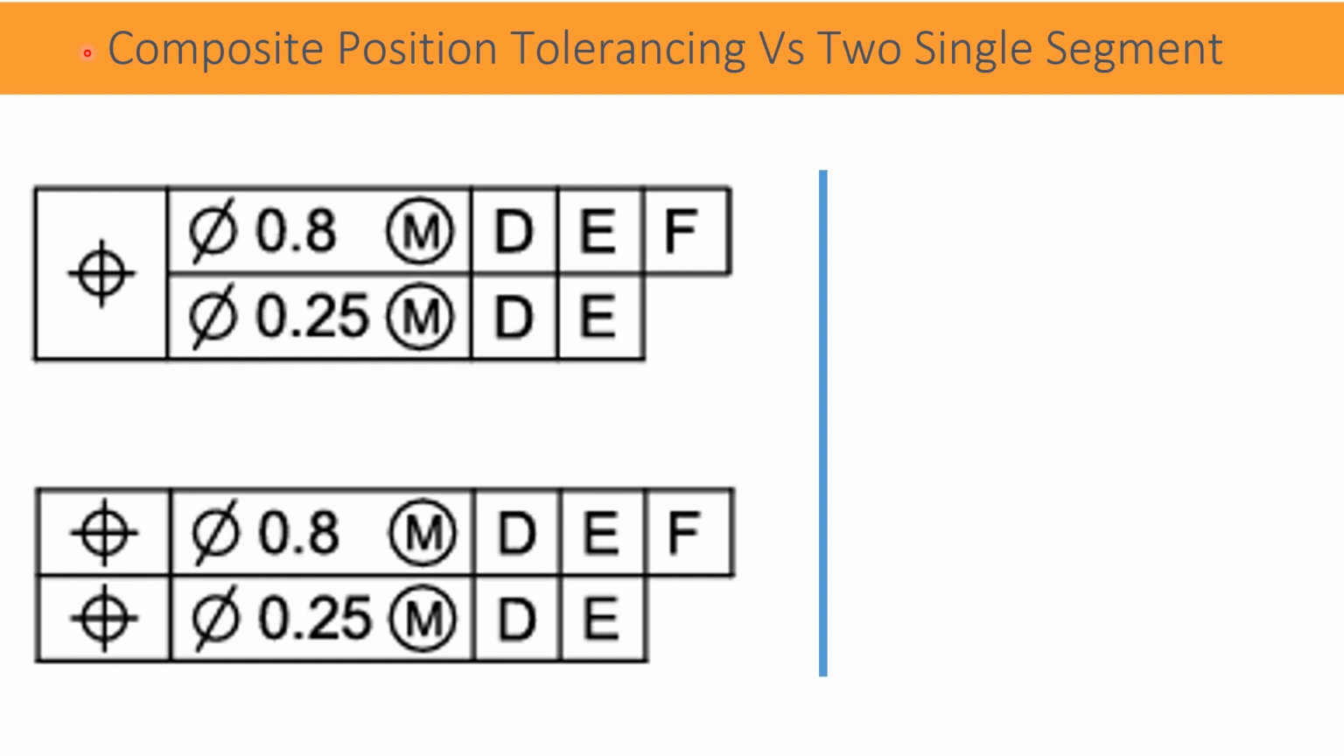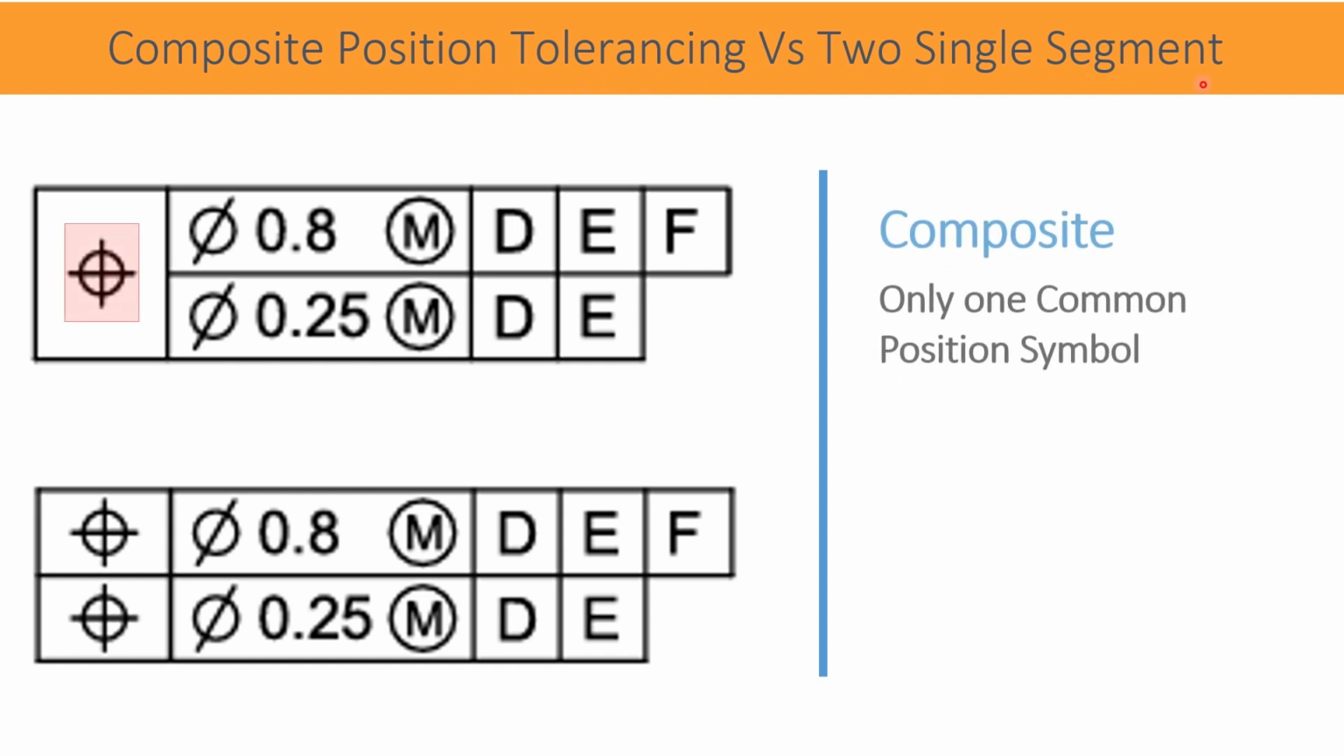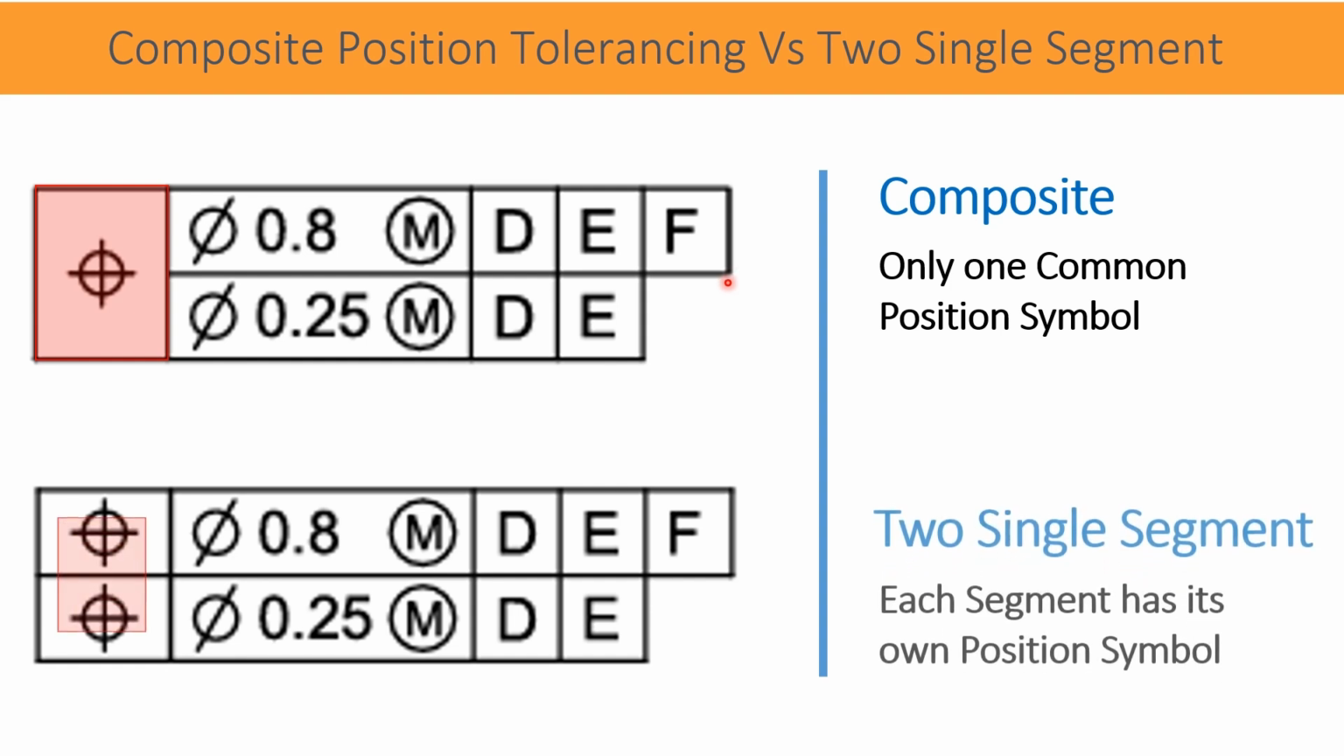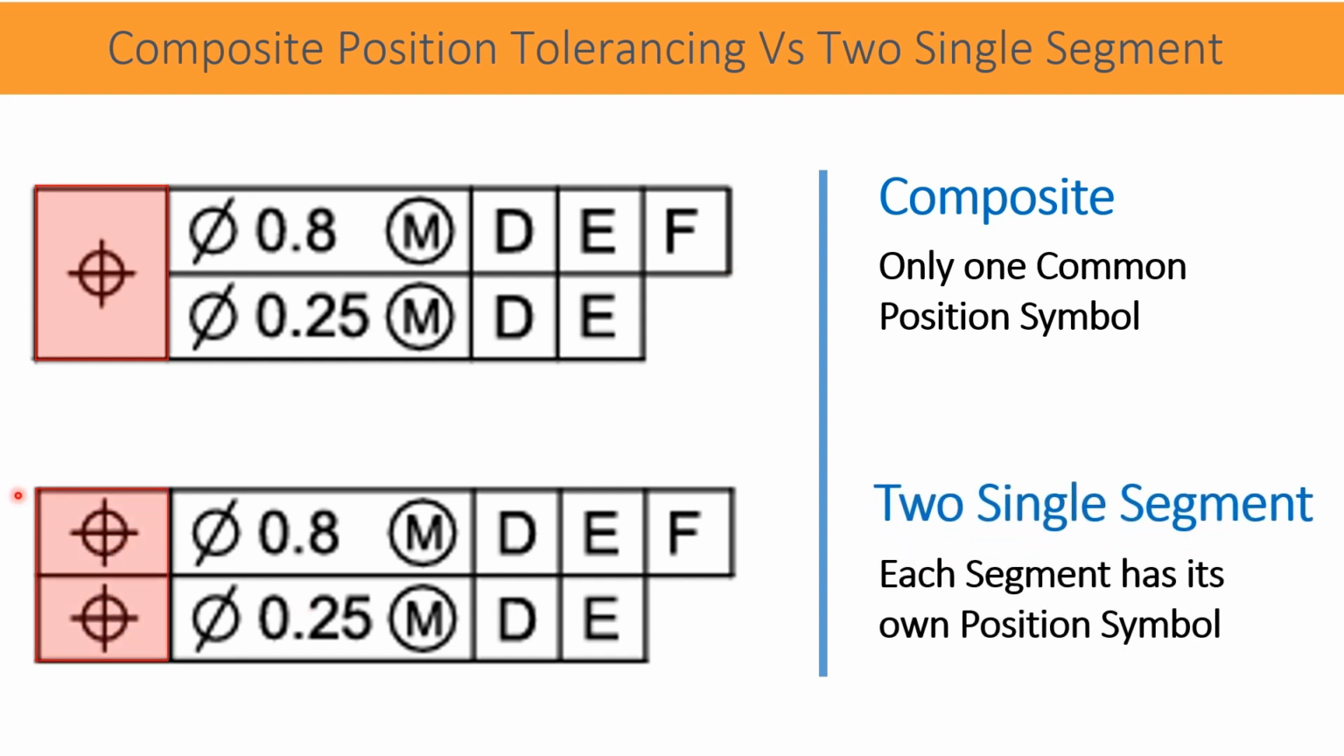Let us quickly find the key differences between composite and two single segment tolerance frames. In a composite positional tolerancing frame, there are two segments, but only one position tolerance symbol is used for both of them as a common symbol. In a two single segment frame, each single segment has its own separate positional tolerance symbol.